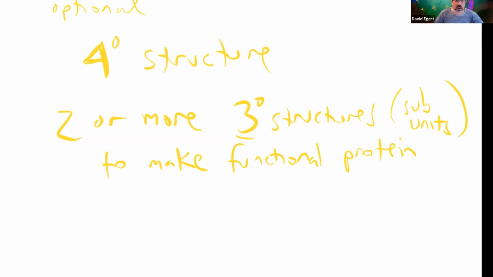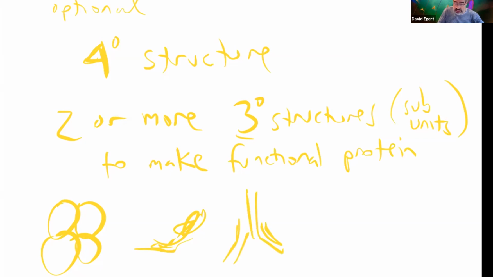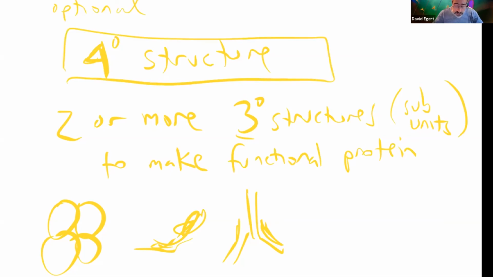For instance, when we look at hemoglobin, the classic thing that's moving the oxygen around in your blood, it's four globin subunits to make a functional hemoglobin. When we look at myosin, there's going to be the heavy chains and the light chains to make a functional myosin. When we look at antibodies, there's heavy chains and light chains that get together to make a functional antibody. So this fourth level, quaternary structure, is when you have two or more subunits that you need to assemble together to make the functional protein. So that is the basic idea of proteins.